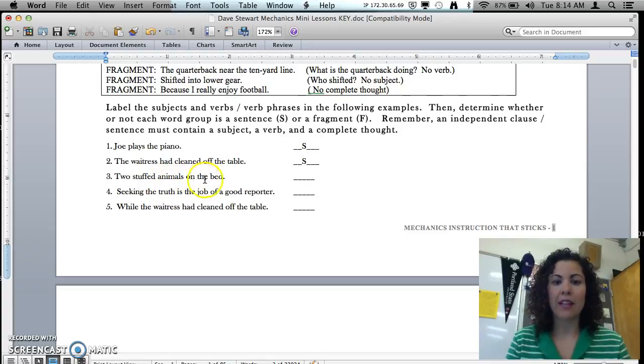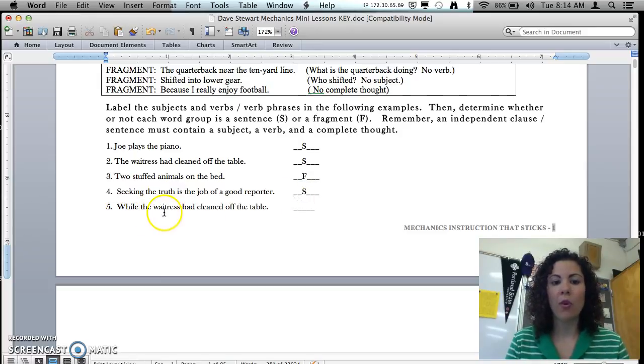Two stuffed animals on the bed. I have a subject, two stuffed animals. What are they doing on the bed? They have to be doing something. The animals sit on the bed, are on the bed, either one, but because I'm missing a verb, it would be a fragment. Seeking the truth is the job of a good reporter. Okay, this one's kind of tricky. It's one of those gerund phrases. Seeking the truth has that ing. I can replace it with it: it is the job of a good reporter. So that is a gerund phrase. Subject, then my verb. So yes, that's a complete sentence.